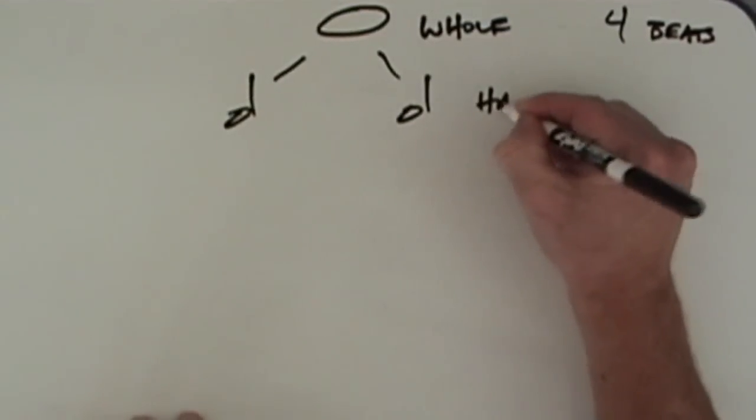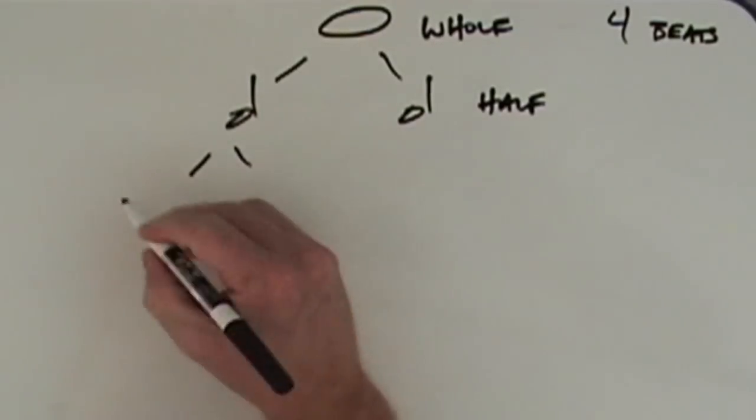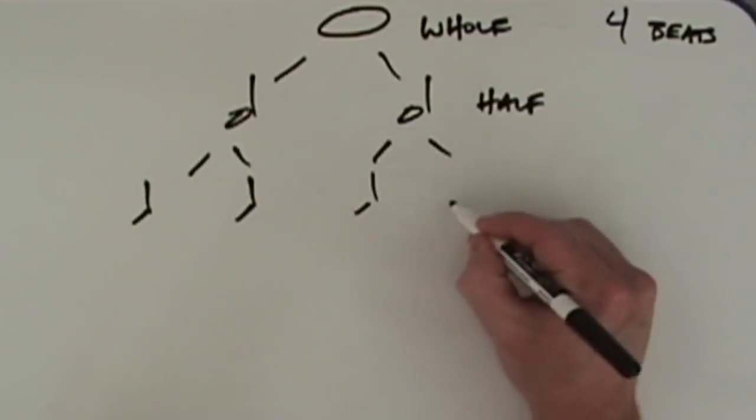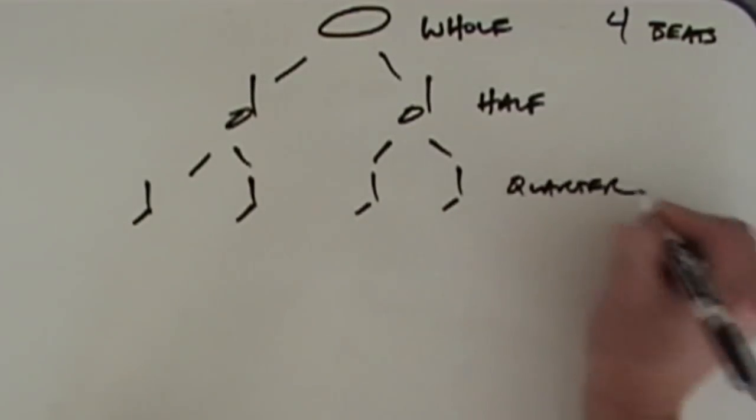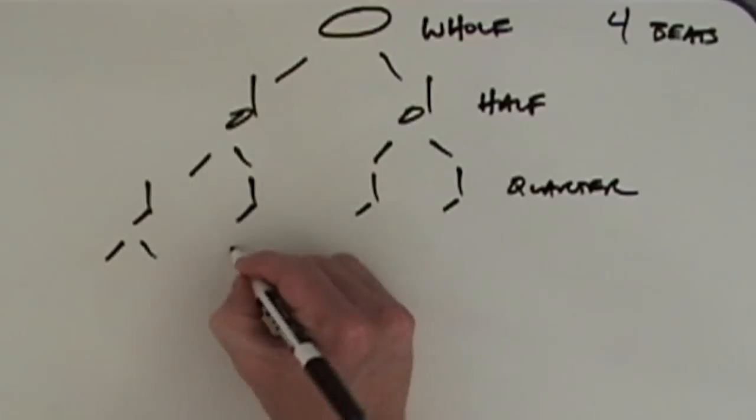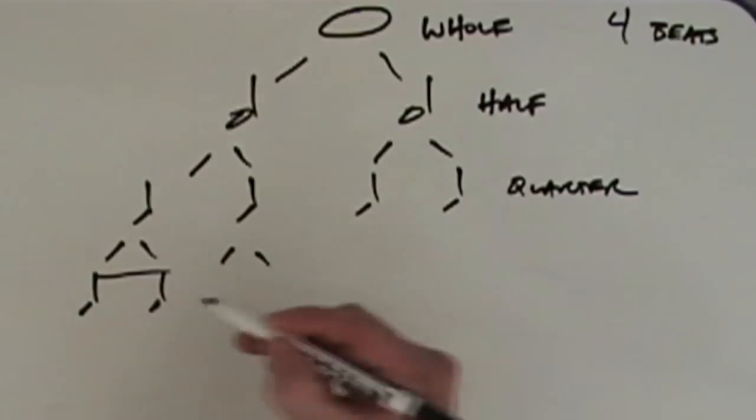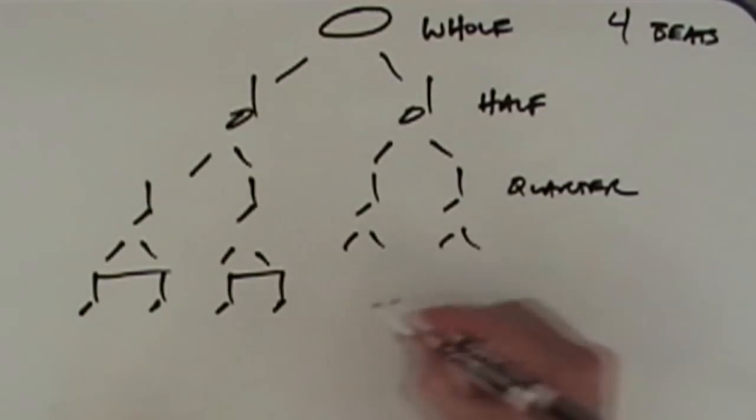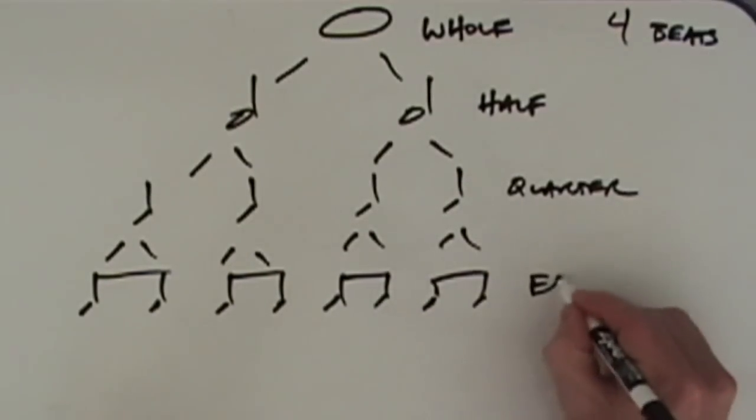Okay, so you have half notes. Each whole note breaks into 2 half notes. Each half note will break into 2 quarter notes. Okay, each of the quarter notes will break into 2 eighth notes, and I'll beam them together like this. Those are your eighths.